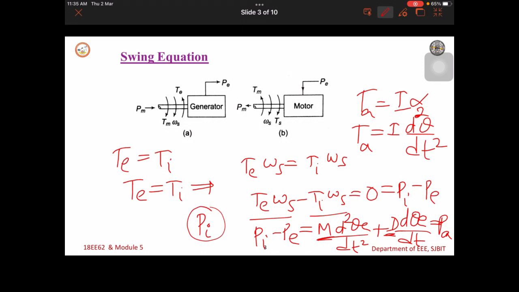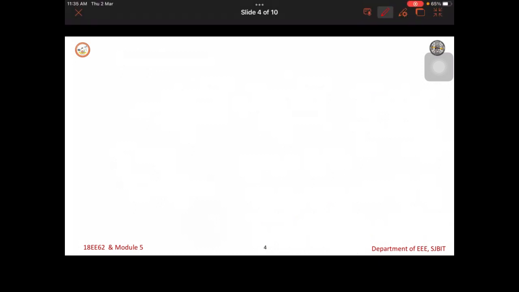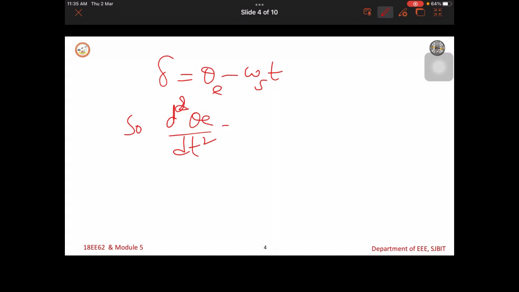Here it is more convenient to measure the angular position of the rotor with respect to the synchronously rotating frame of reference. Therefore, you can write delta is equal to theta minus Ws into t. So, we can write d square theta e over dt square is equal to d square delta over dt square, where delta is the power angle of the synchronous machine.